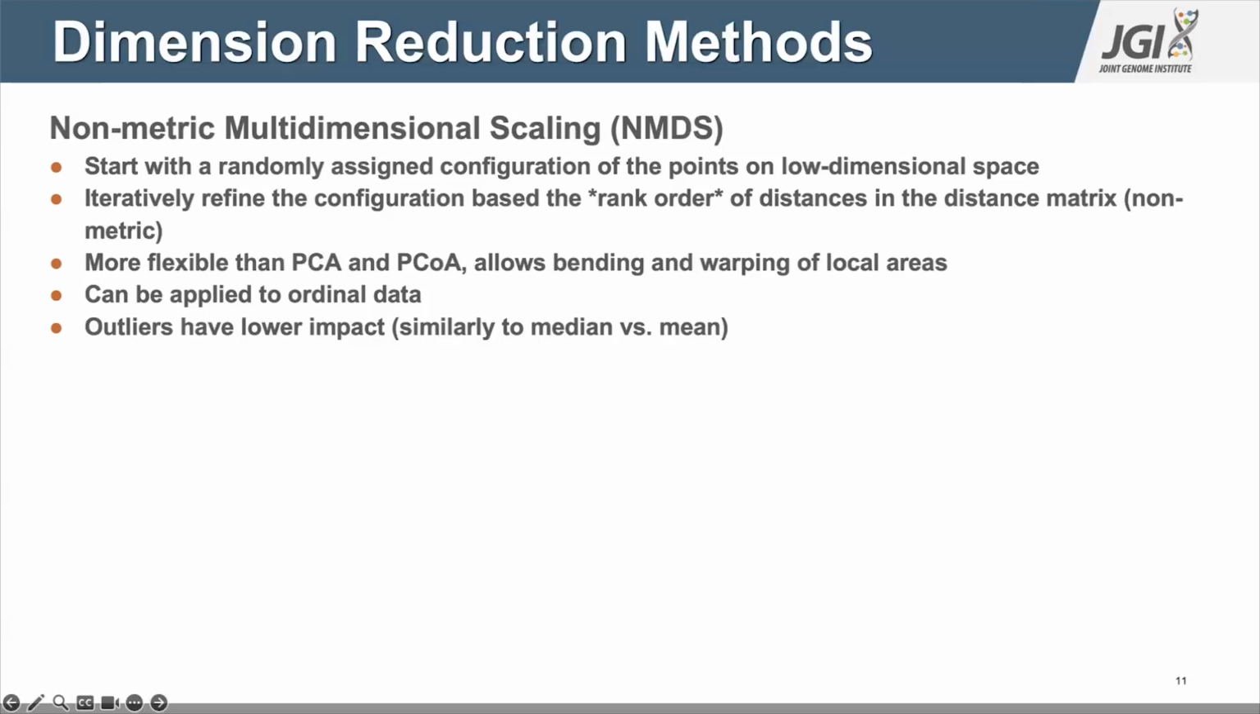Another advantage of NMDS is that it can be applied to ordinal data, by which I mean ordered categorical data like ratings out of 5 stars. Finally, due to the non-metric ordinal characteristic, any outliers in your data will have a lower impact than they would for pCoA or pCA, similarly to the way in which the median is more robust to outliers than the mean.